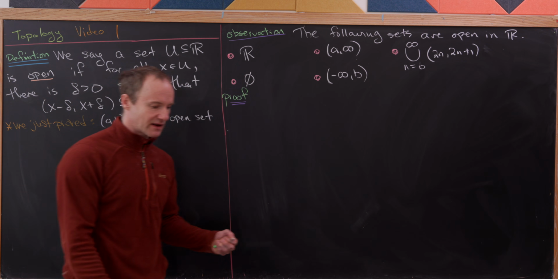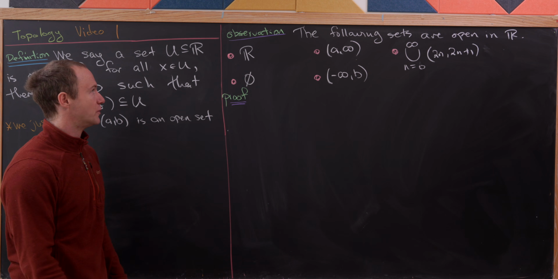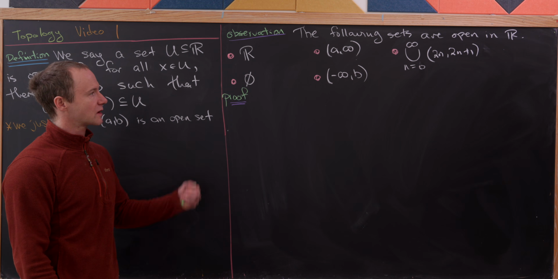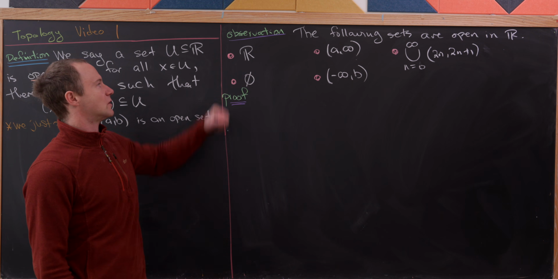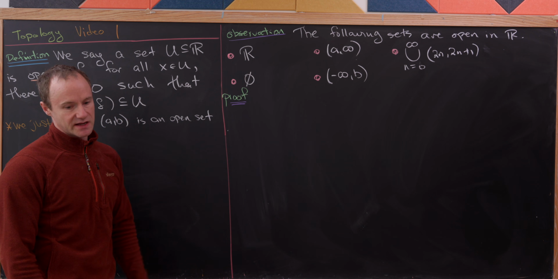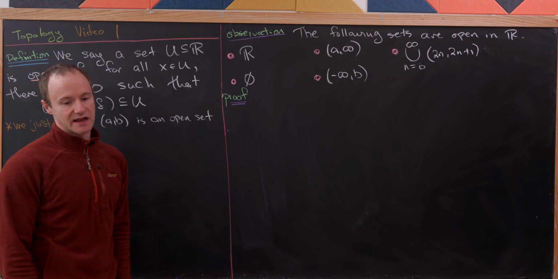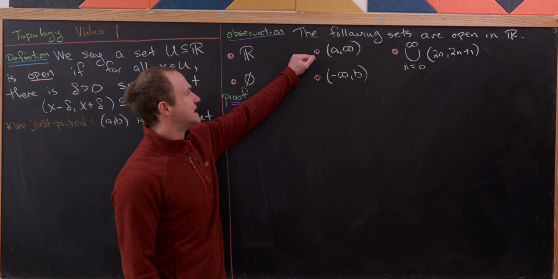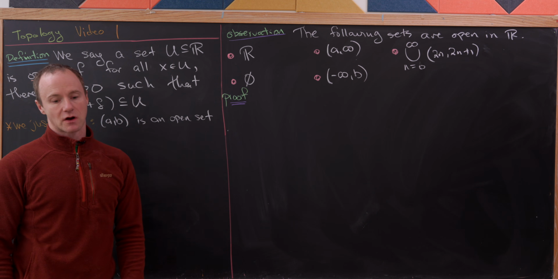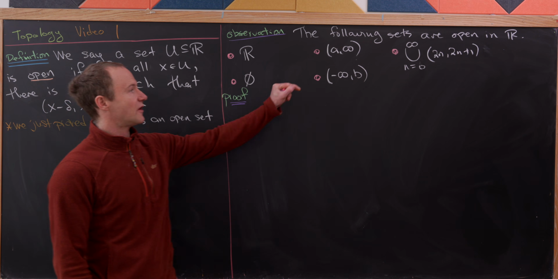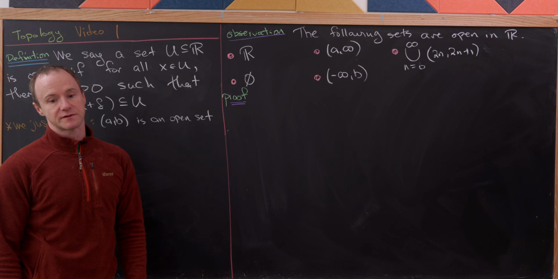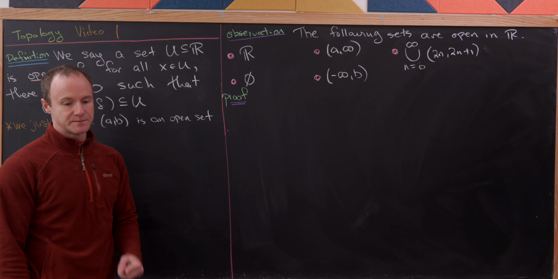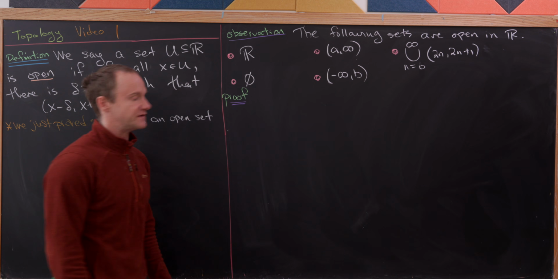Okay, so now I'd like to look at some other types of open sets. And we're going to look at 5. So the real numbers is an open set. The empty set is an open set. These infinitely long intervals are open sets. And then that union of a bunch of open intervals is also an open set. So let's prove each of these.